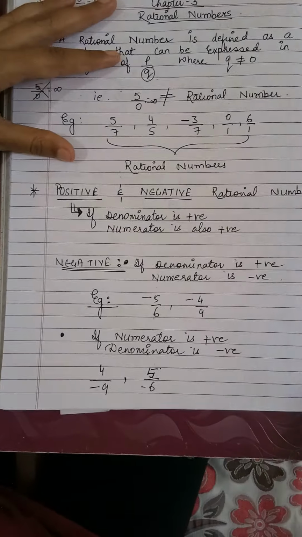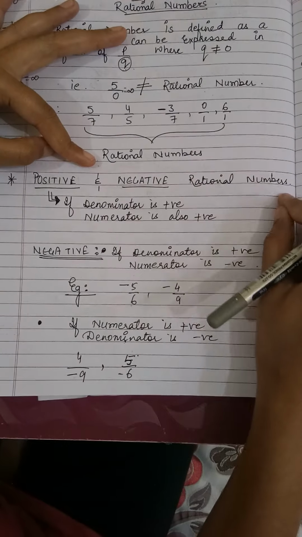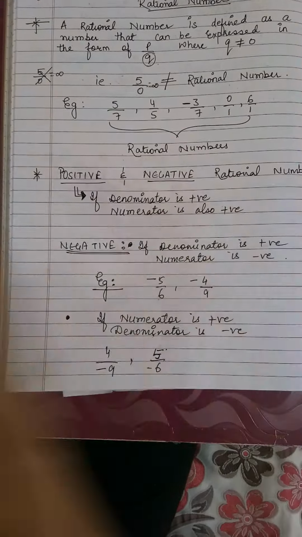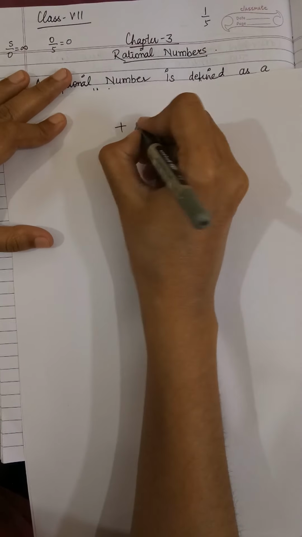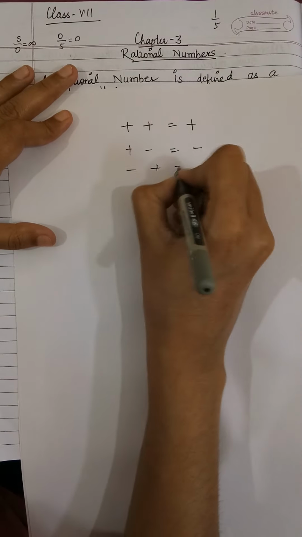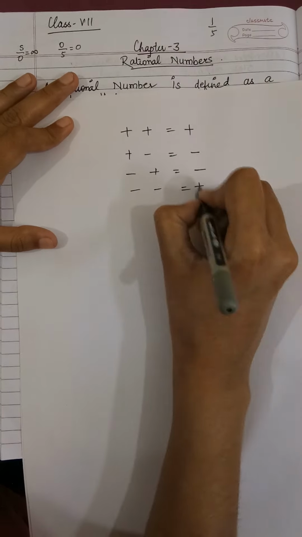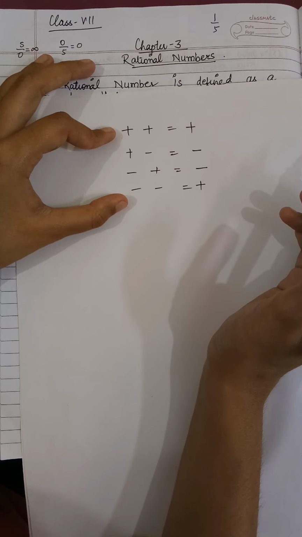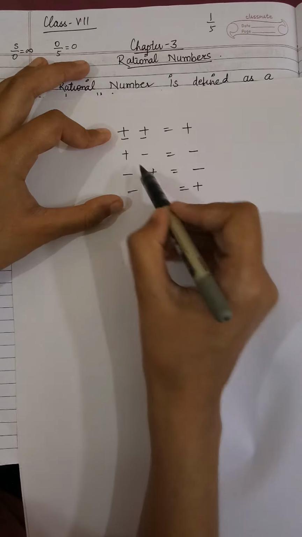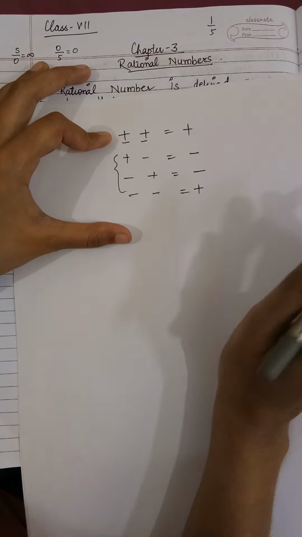Now we are going to talk about the positive and the negative rational numbers. What are the positive rational numbers? Basically for this, you should know the concept of integers. You all know that plus plus is plus, plus minus is minus, minus plus is minus, and minus minus is plus. So basically if two signs are the same, then the sign will be plus, and if two signs are different, then it will give me minus.